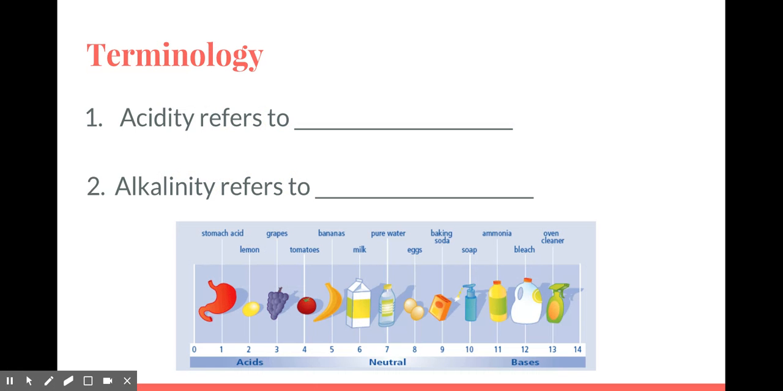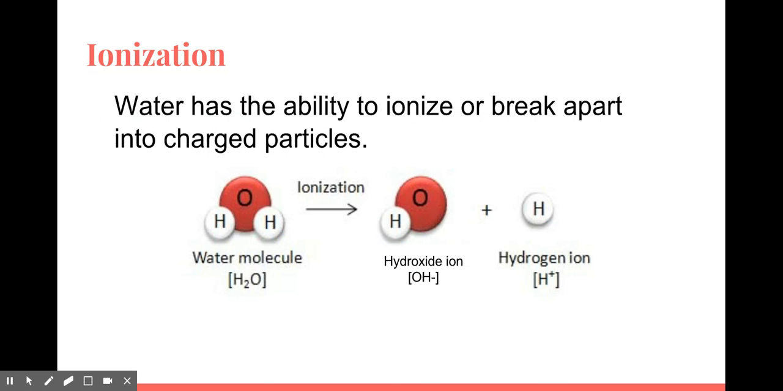Some new terminology, or old and new. If you look on your sheet, questions 1 and 2 ask you to describe what these adjectives would mean when they are used to describe a substance. Acidity refers to your acids. And alkalinity, this one's a little less intuitive, but that one refers to your bases. So when we refer to an alkaline substance, we're referring to something that has basic properties.